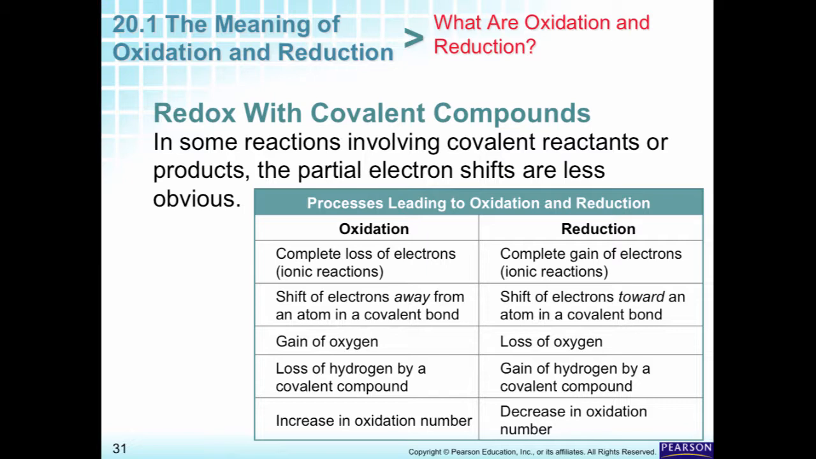The shifts are a lot less obvious, because we know in ionic compounds there's a complete transfer of electrons. In covalent compounds, there's that polar shift, or there's a gain of oxygen, or loss of oxygen. These are the things you can look at for covalent compounds to see what's happening. You might want to take a screenshot of that if it's on your sheet.